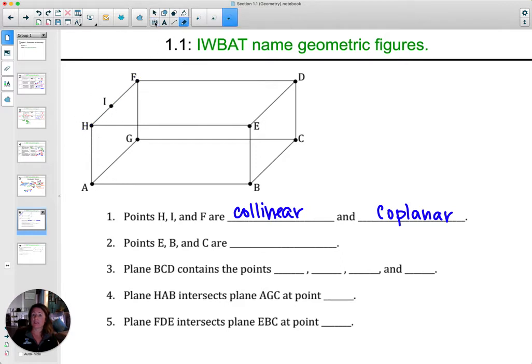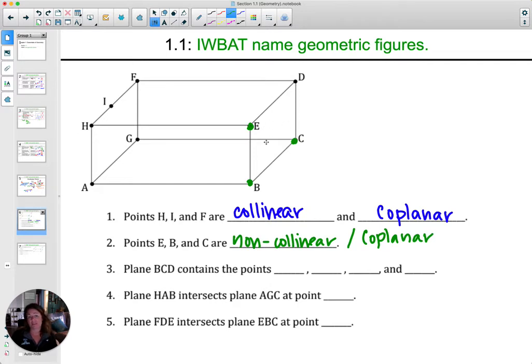Points E, F, and E, B, and C. Okay, they're not in a straight line. You have to curve. So we could say these are non-collinear. Another valid way to describe those points would also be coplanar because they're 3 points and they're on this side panel together. So that would be fine.